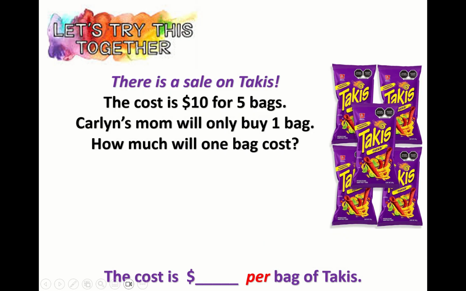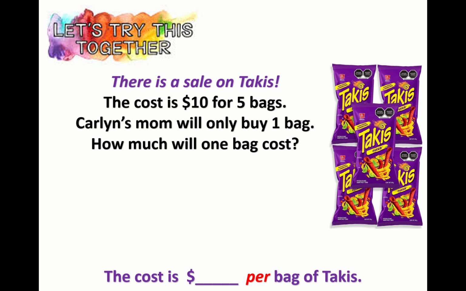Here's another one we're going to try together. All right, guys, there is a sale on Takis. The cost is $10 for 5 bags. Carlin's mom will only buy 1 bag. How much will 1 bag cost? And guys, this is real world because you go into the store and you see sales all the time. So this is a perfect example of something your parents have to think through when they're at the store. They just may not remember how to set it up as a unit rate problem proportion.